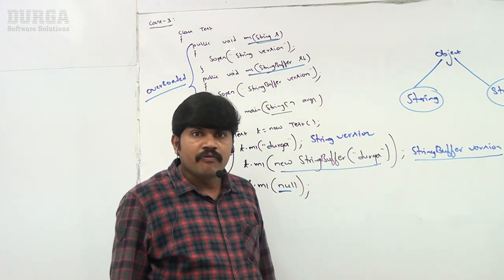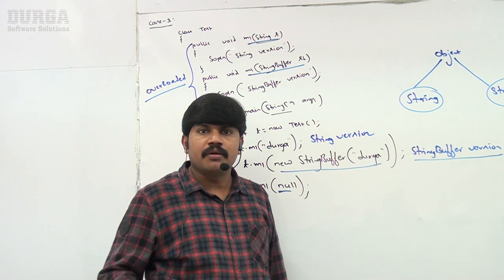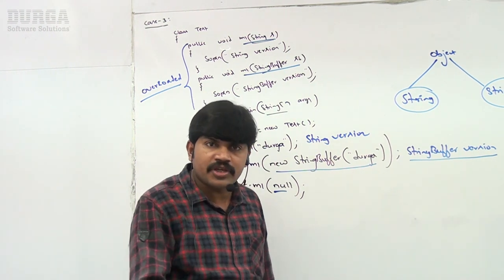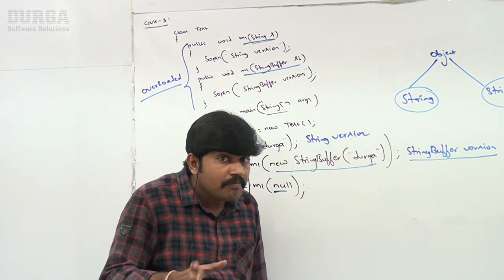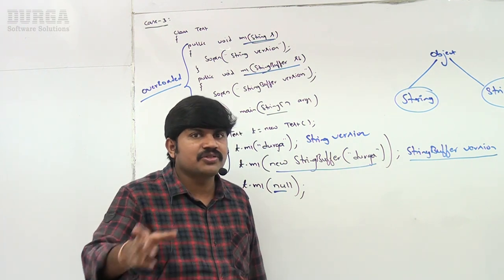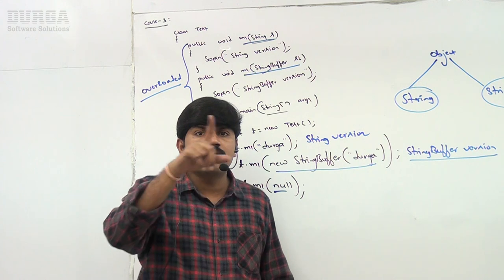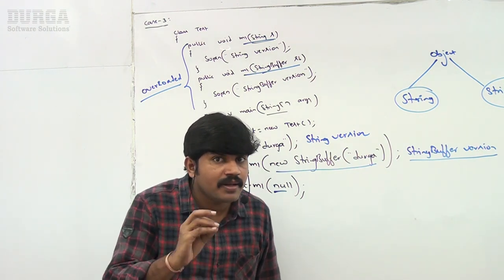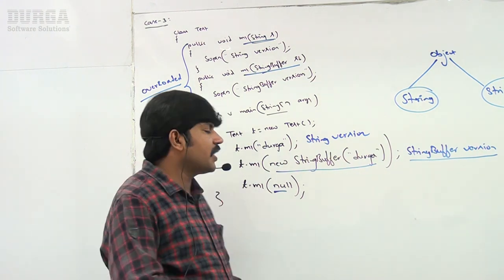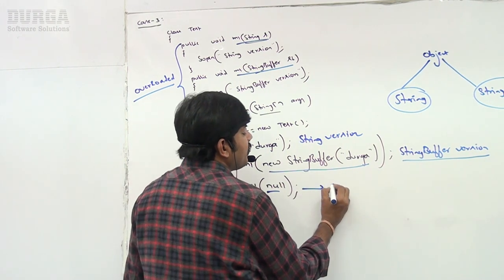Hey compiler, when compared with the string, what is less with me? Okay, why are you giving the chance to string? The compiler can't give the chance to the string, can't give the chance to the string buffer. Then the compiler has a big question mark face. If the compiler faces any problem, immediately it's going to raise a compile time error, sir.